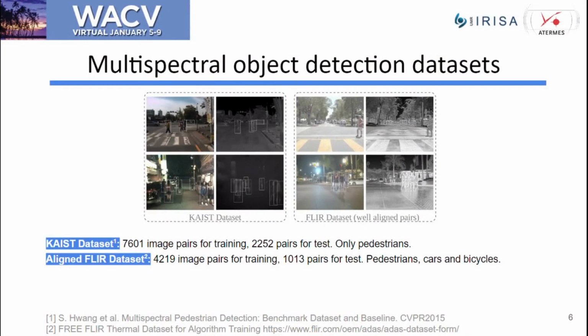We conduct experiments on the CAST multispectral pedestrian detection dataset and the FLIR ADAS dataset to evaluate the effectiveness of the proposed method. The CAST dataset contains 7,601 training image pairs and 2,252 pairs for testing. The aligned FLIR ADAS dataset contains 4,129 well-aligned multispectral image pairs for training and 1,013 pairs for testing. It covers three object categories: pedestrians, cars, and bicycles.